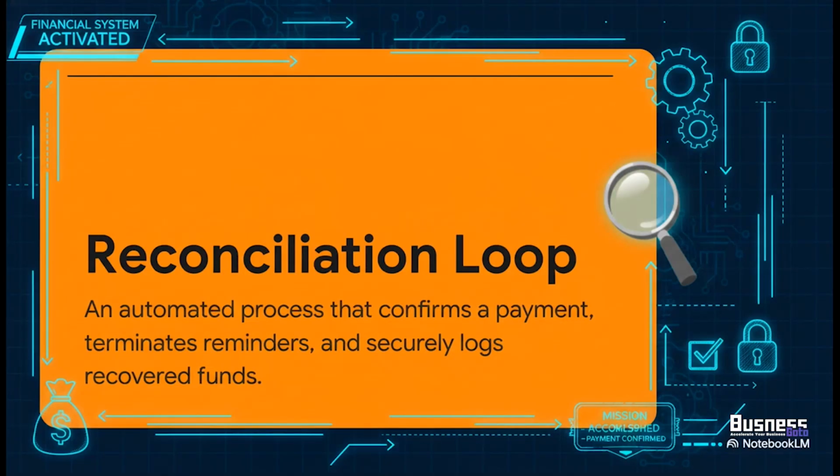But getting the payment isn't actually the end of the story. The reconciliation loop, that's what makes this a truly closed-loop system. It's that final automated process that confirms the payment has landed, it shuts down all the reminders, and it securely logs the recovered cash. This is the system's mission-accomplished signal.